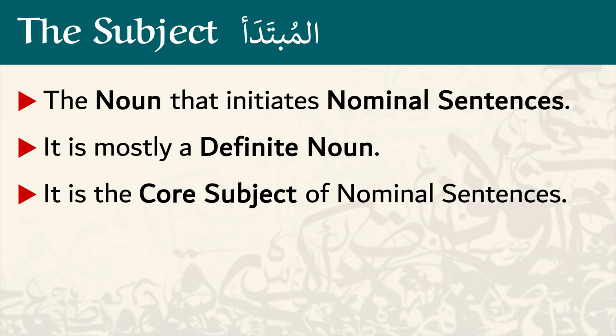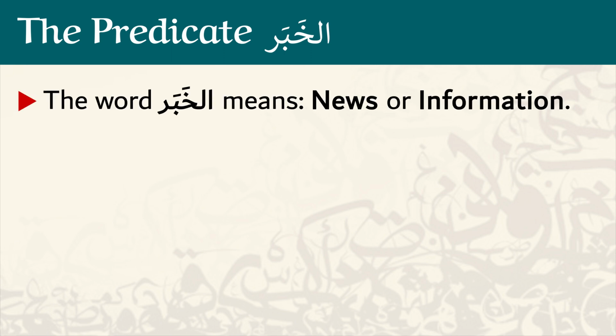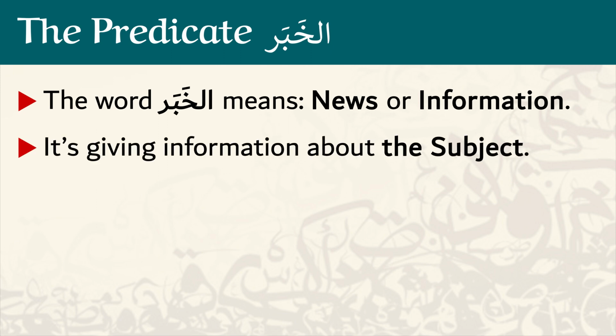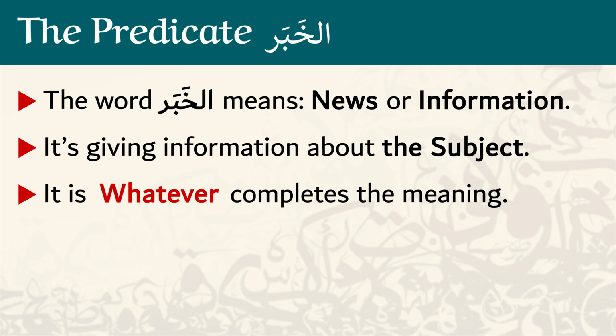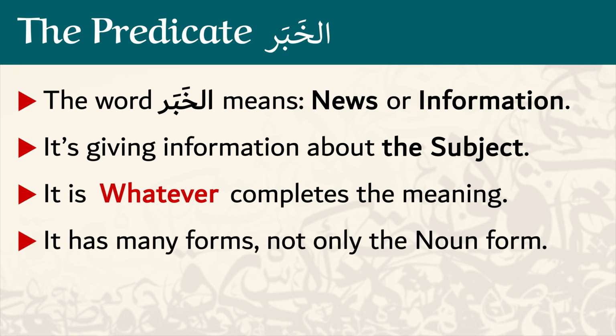Let's see the other component, the predicate, الخبر. First, this word الخبر means the news or the information because it's giving us information about the subject, المبتدأ. We can define the predicate as whatever makes the meaning complete. So without it, there is no meaning. It has many forms, not only the noun form like the subject. That's why I said whatever completes the meaning.